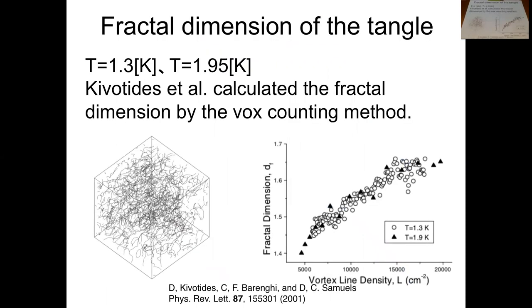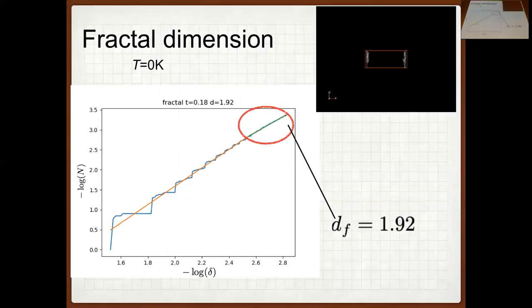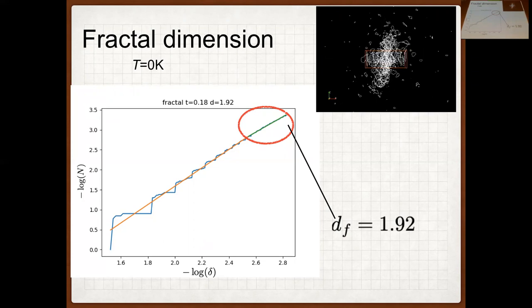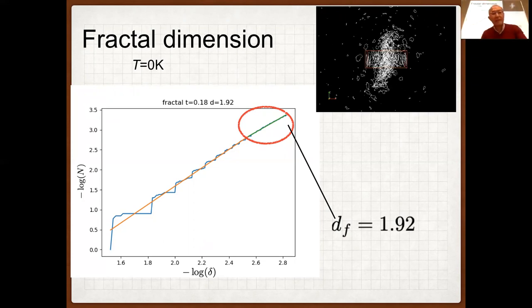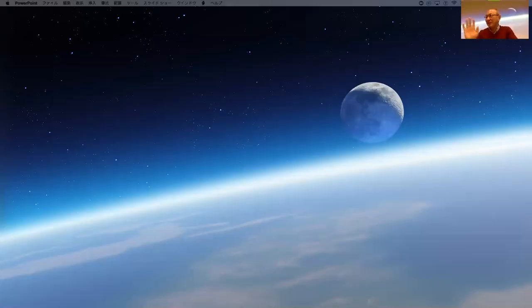A long time ago, Tsubota and Barenghi calculated the fractal dimension of the vortex tangle. They made calculations at 1.3 Kelvin and 1.95 Kelvin, and they obtained a fractal dimension of something like 1.5 or 1.6. They calculated the fractal dimension by the box counting method. We used the same method in this case, and we obtained a fractal dimension of 1.92. Now our next business is how to connect this fractal dimension to the Poisson distribution. So this is just preliminary. And we still have probably 10 minutes. Okay.